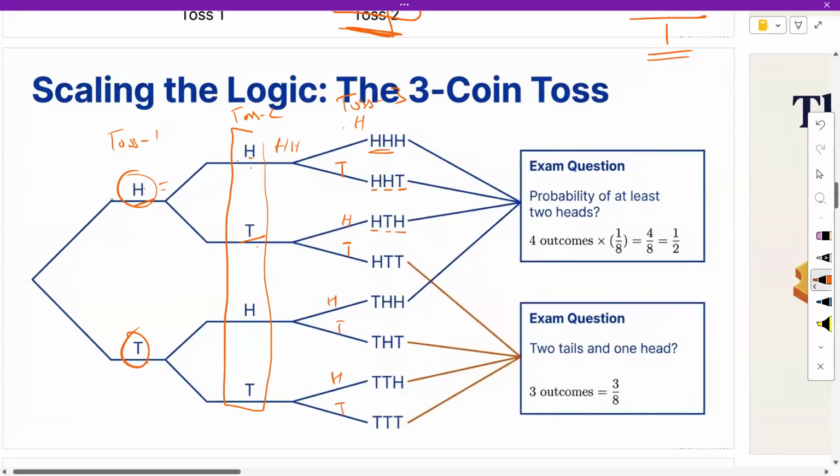We know that probability. So for this outcome, 1 over 2. For this outcome, 1 over 2. And this outcome also 1 over 2. Because these are equally likely events.